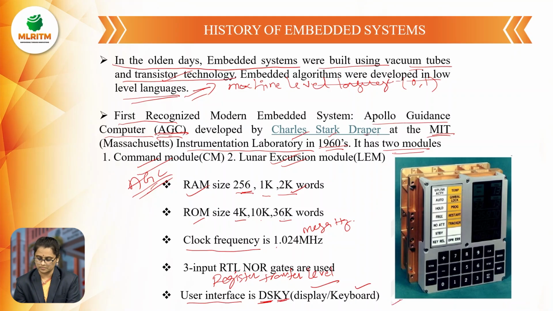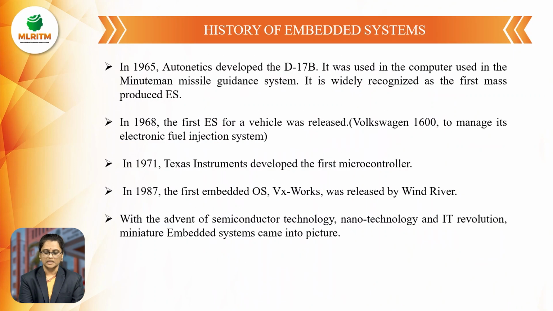This is the diagram that shows the display. These are the keyboard symbols and this is the display of the DSKY. Then in 1965, Autonetics developed the D17B. So in the year 1965, the D17B comes into the picture, and it was used as the computer in the missile guidance system. It is widely recognized as the first mass produced embedded system.